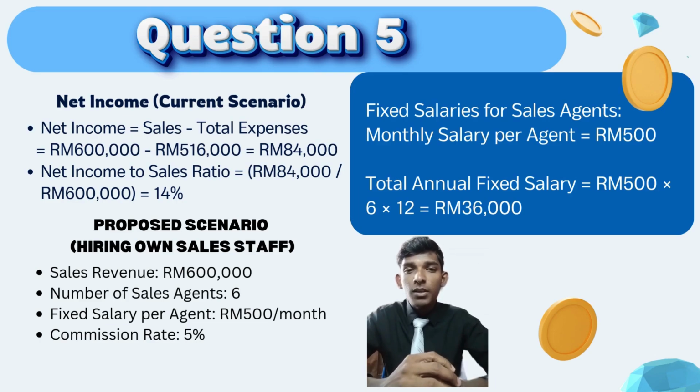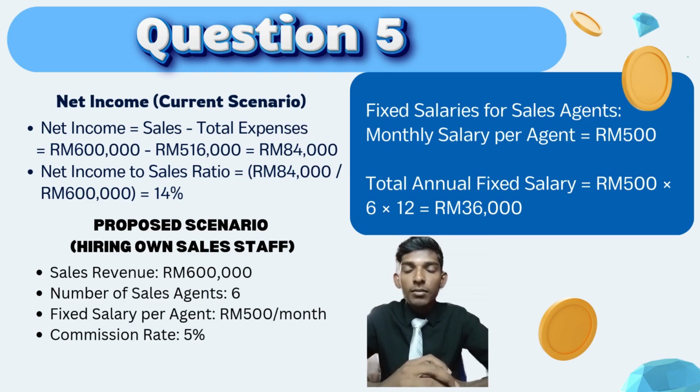Our sales for this period is 600,000 ringgit. The sales commission is set at 15%, which means we need to pay 90,000 ringgit as commissions. When we add other expenses, including cost of goods sold, advertising, and general admin, the total expenses come to 516,000. This leaves us with a net income of 84,000 ringgit, and the net income to sales ratio is 14%.